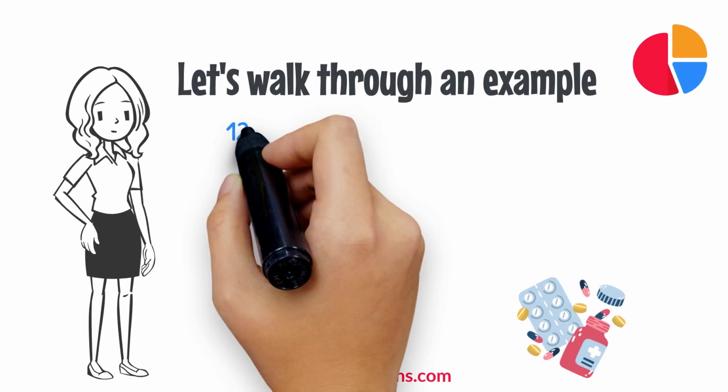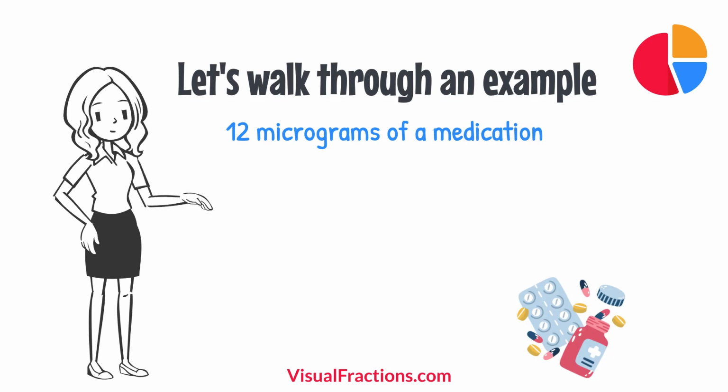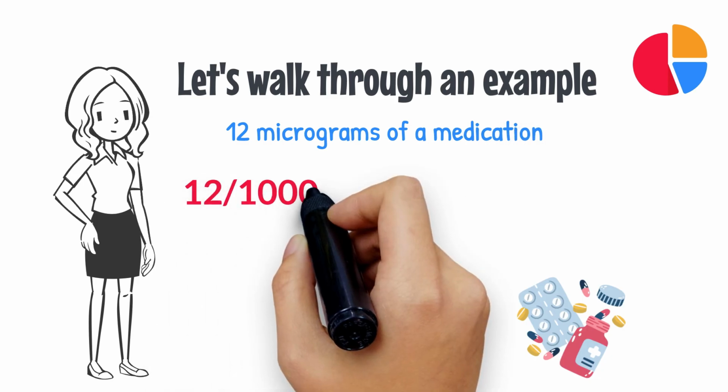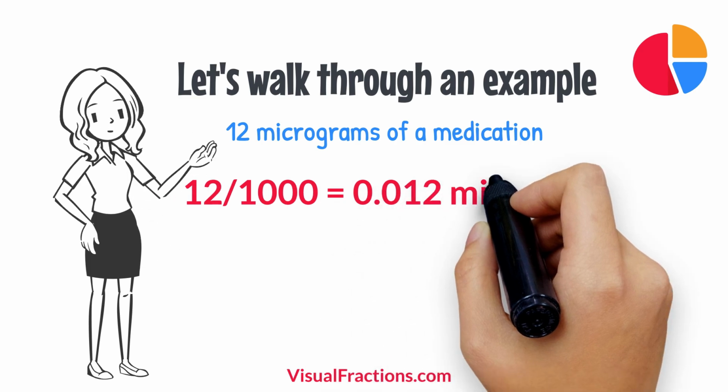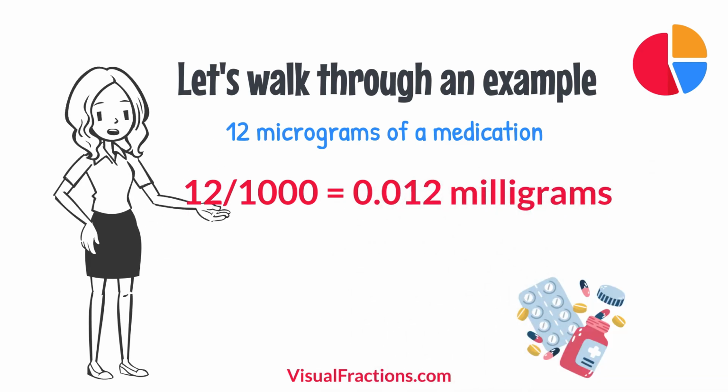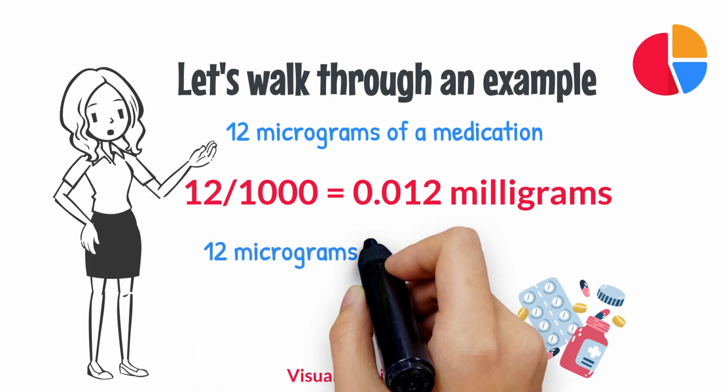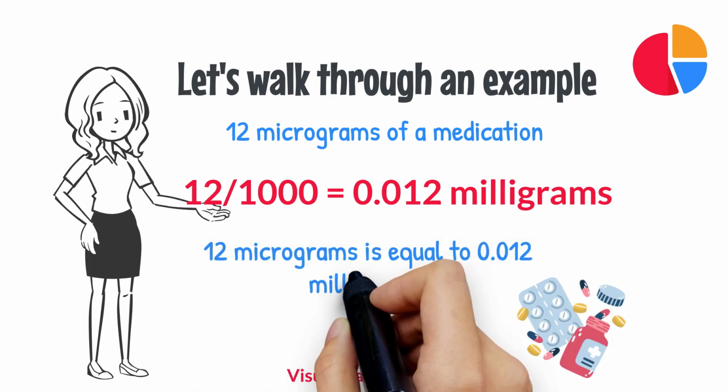Say you have 12 micrograms of a medication that you need to convert to milligrams. We start by dividing 12 by 1000. This gives us 0.012 milligrams, and that's it, we're done. 12 micrograms is equal to 0.012 milligrams.